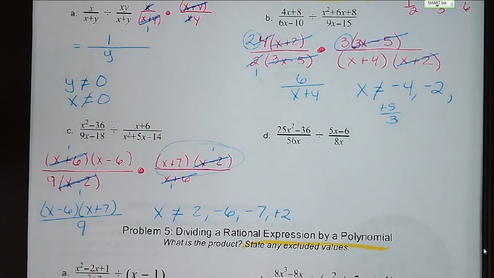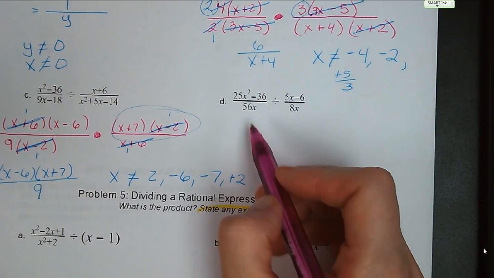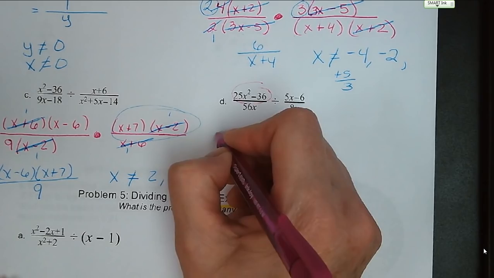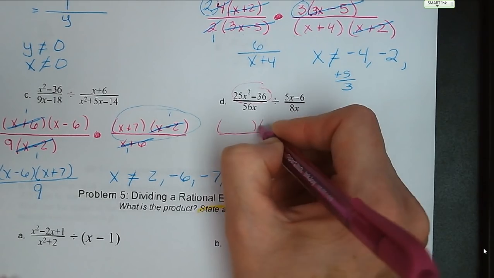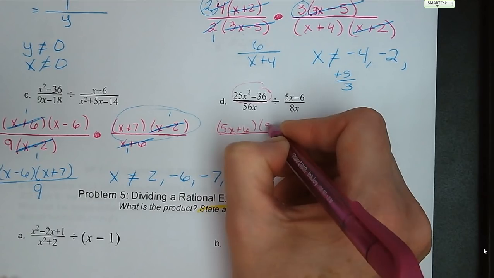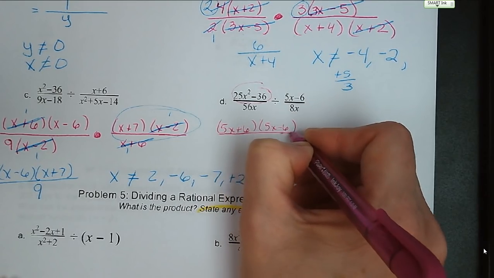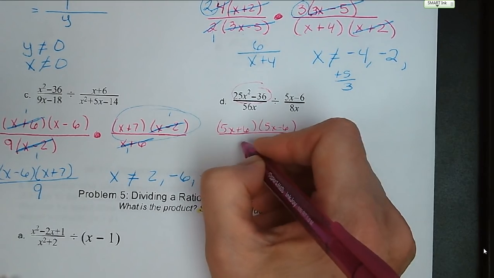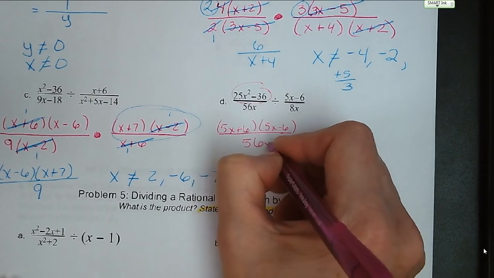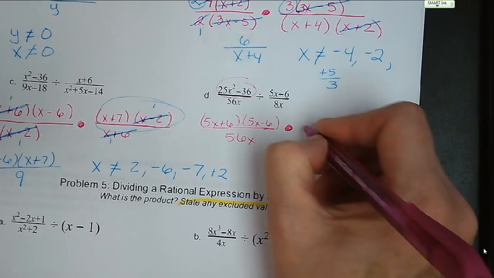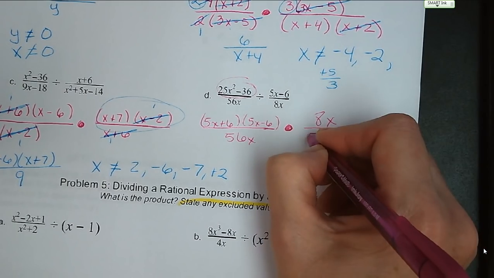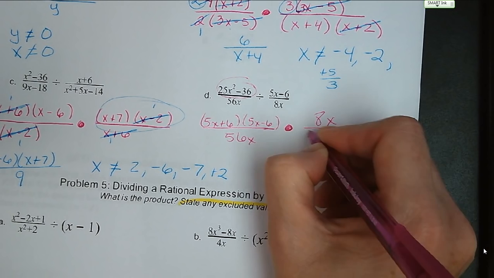So, all right. 25x squared minus 36, difference of perfect squares. 5x plus 6, 5x minus 6. You think I want them to know that rule? It's kind of looking that way. Yeah. Over 56x. Maybe they'll take the hint. Multiplied by, well, we've got 8x in the numerator and 5x minus 6 in the denominator. So now we need to cancel.